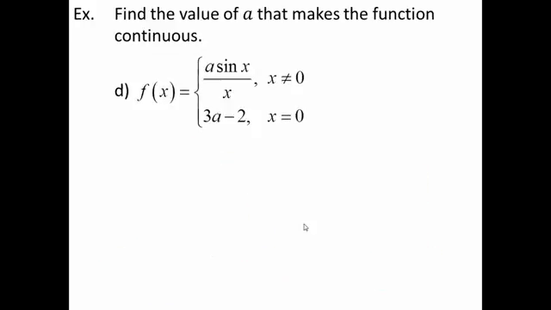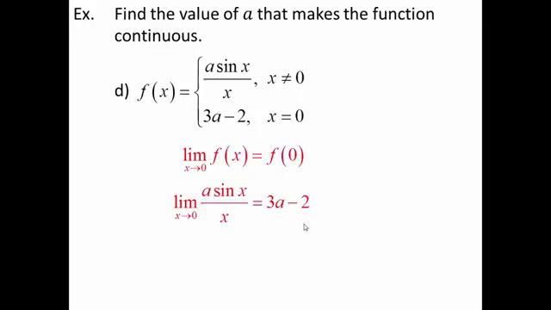So here we have a problem similar to the last one, where it's not an issue of left hand, right hand, but it's an issue of the limit having to equal the exact value of the function. So I'll set it up as the limit as x approaches 0 of f of x has to equal f of 0. Since my defined value at x equals 0 is going to be 3a minus 2, I'll use that on the right side, and then a sine of x over x on the left side for my limit question.